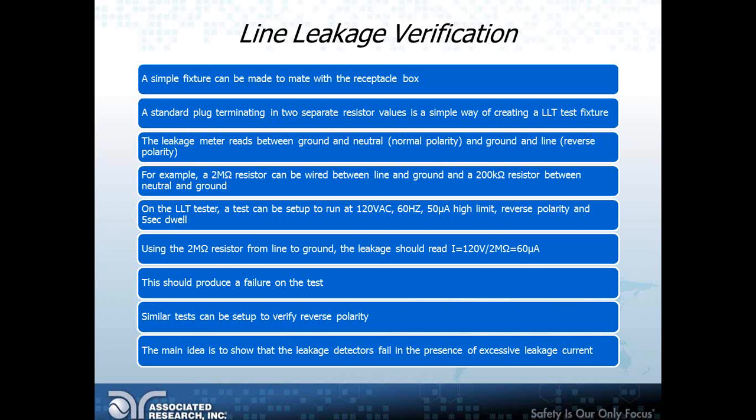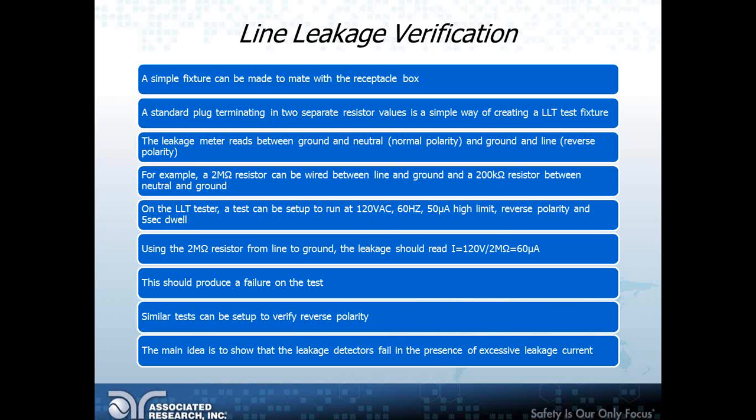Now with a 2 mega ohm resistor from line to ground, the leakage current can be calculated. Once again, using Ohm's law, the leakage current comes out to be 120 divided by 2 megs, which is 60 microamps. If we run this test, this leakage current should produce a failure because our high limit was set to 50 microamps and we're going to see around 60 microamps. So this should result in a fail, hence telling us that the leakage tester is calculating leakage current accurately.